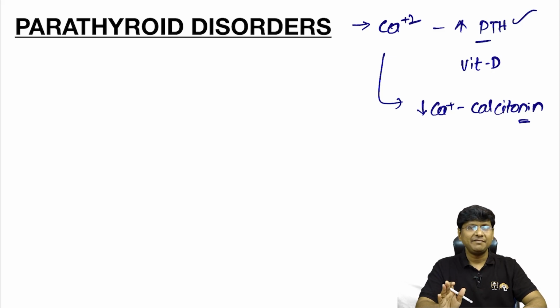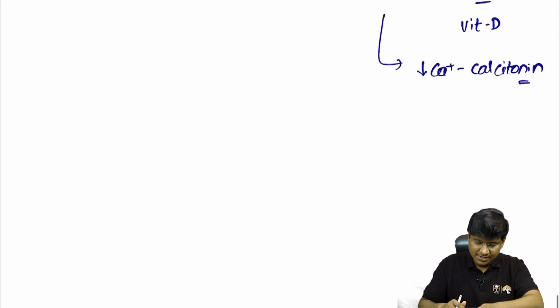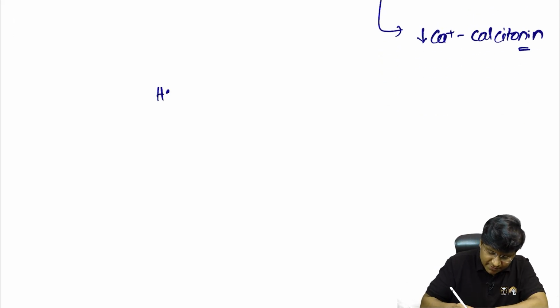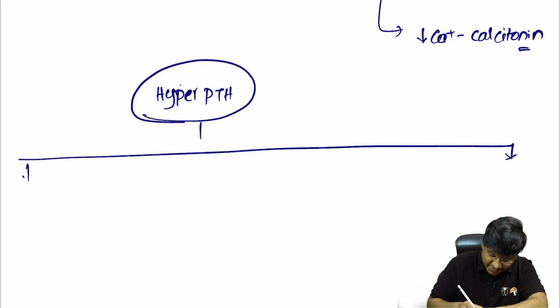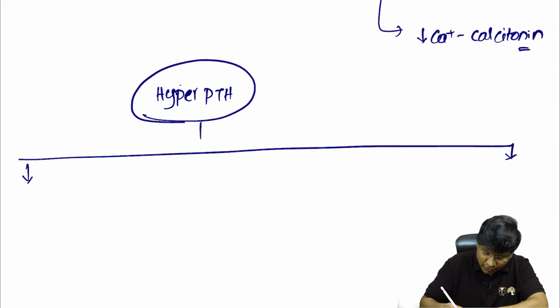Now, after having discussed the basic metabolism, you need to be aware of what is called hyperparathyroidism. So the etiologies that will cause hyperparathyroidism include the following.